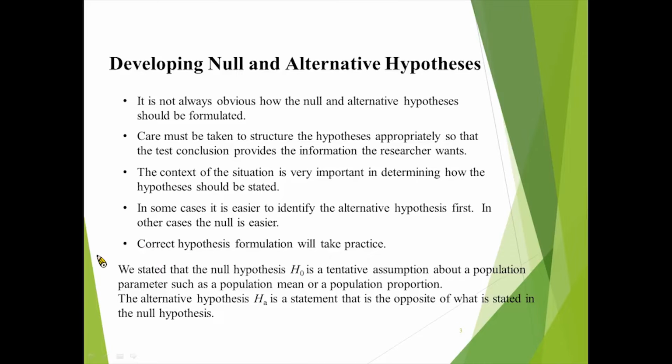So we state the null hypothesis H0 as a tentative assumption about the population parameter, such as the population mean, and the alternative hypothesis Ha is the statement that is the opposite of what is stated in the null hypothesis.